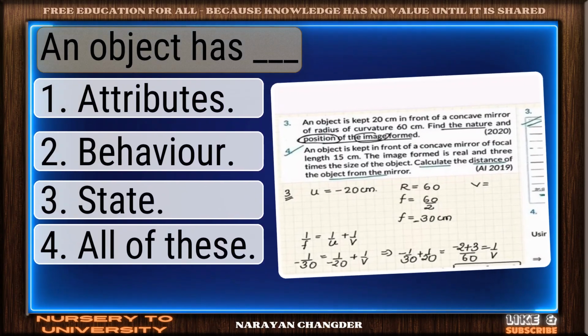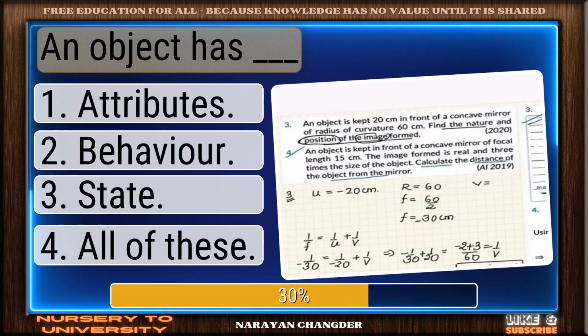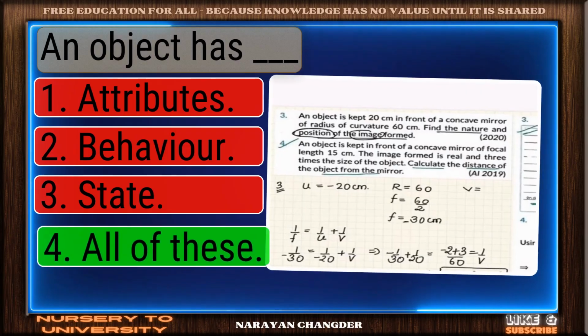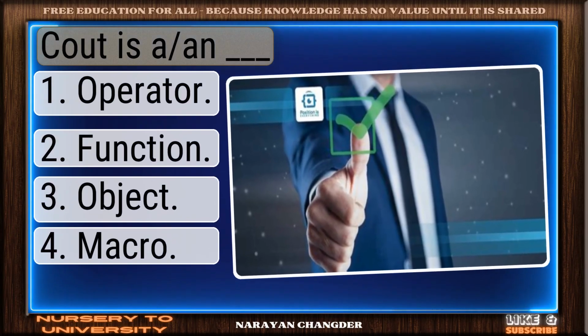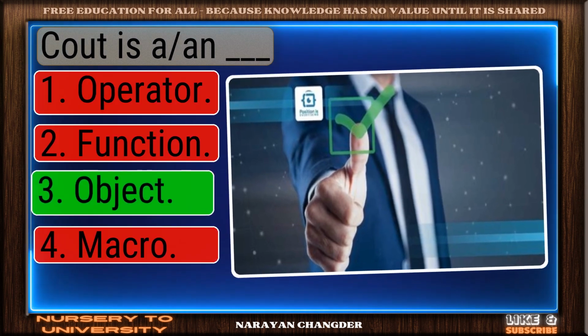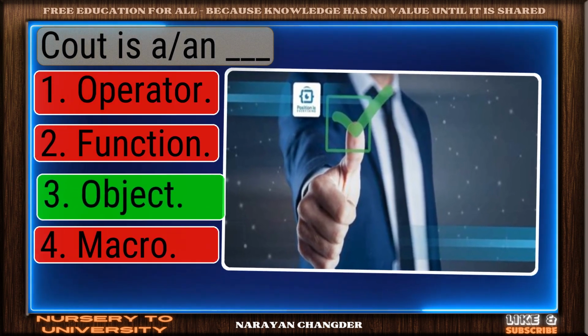Question number 76. An object has dash. Valid point. All of these is true. Question number 77. Count is a dash. Good thinking. Object is the right answer.